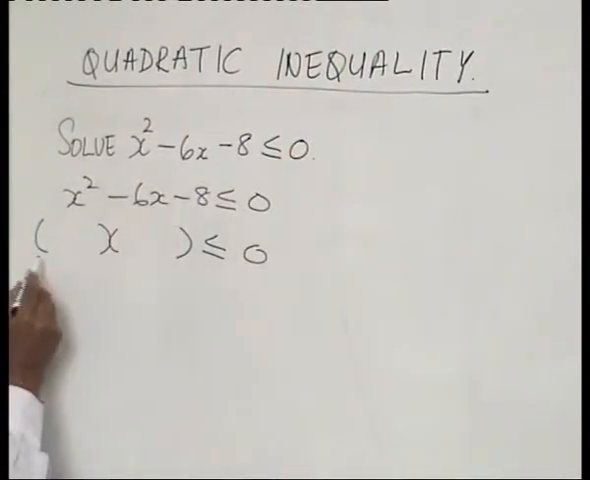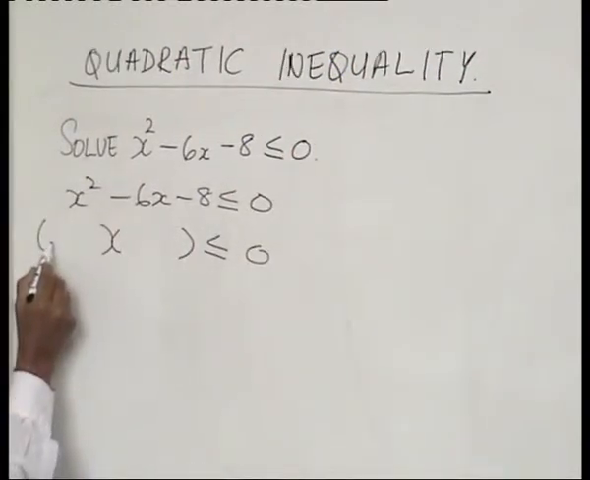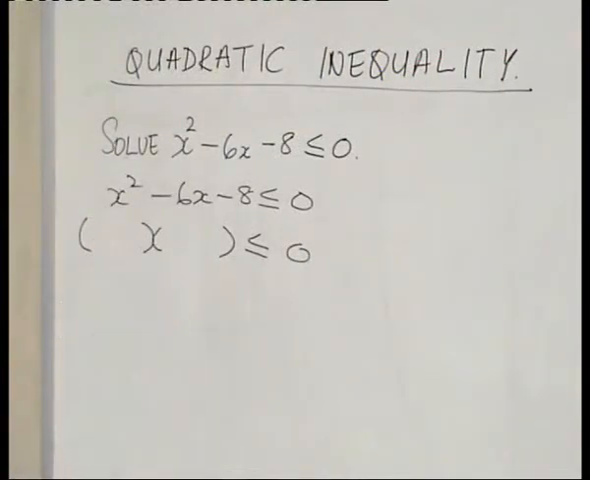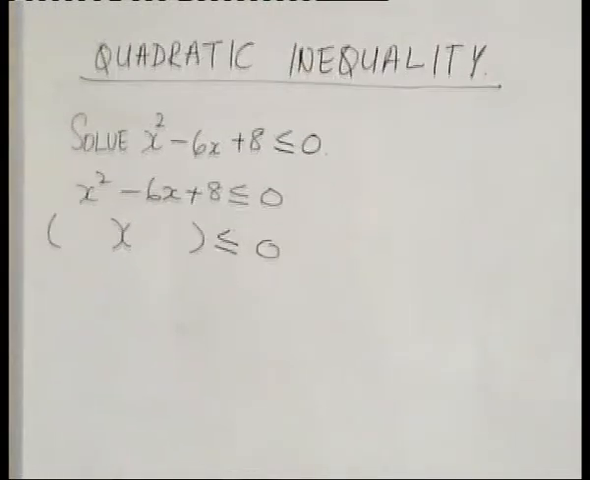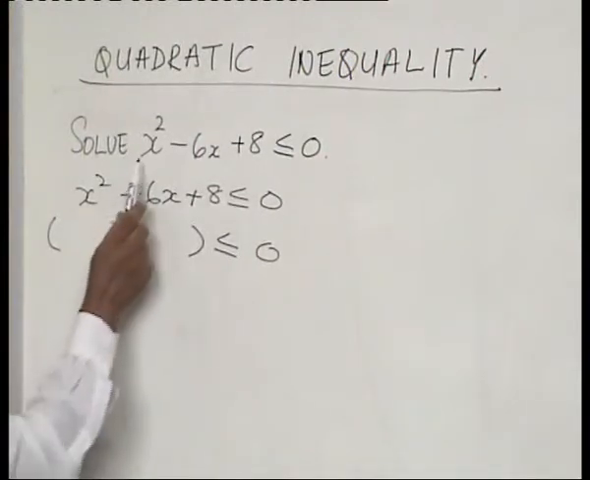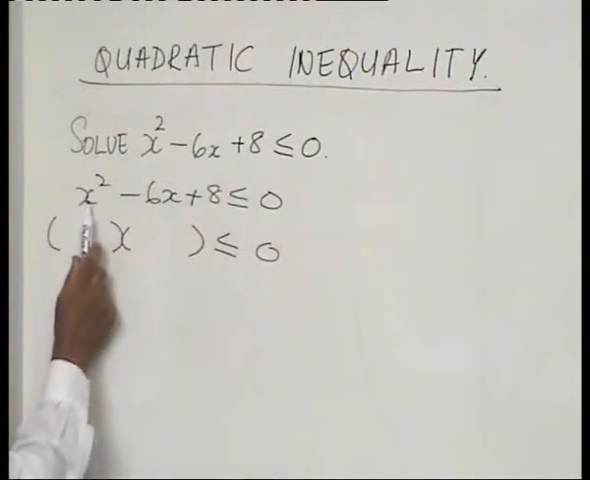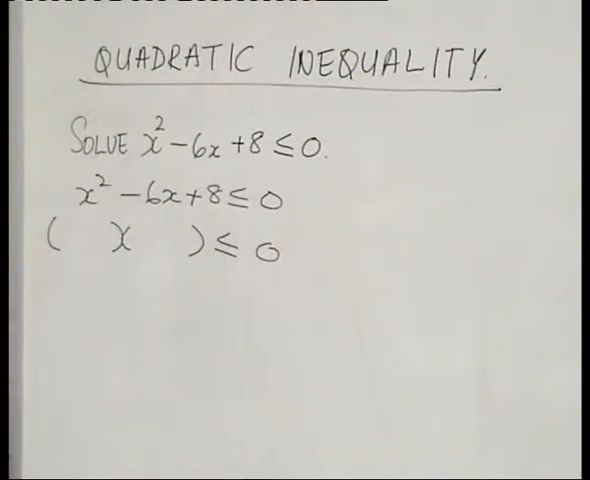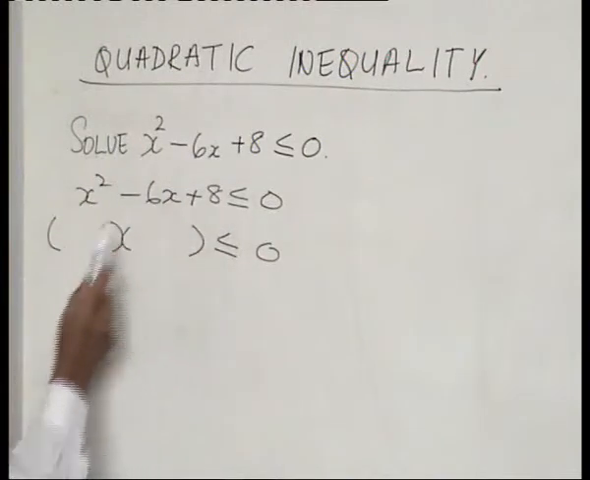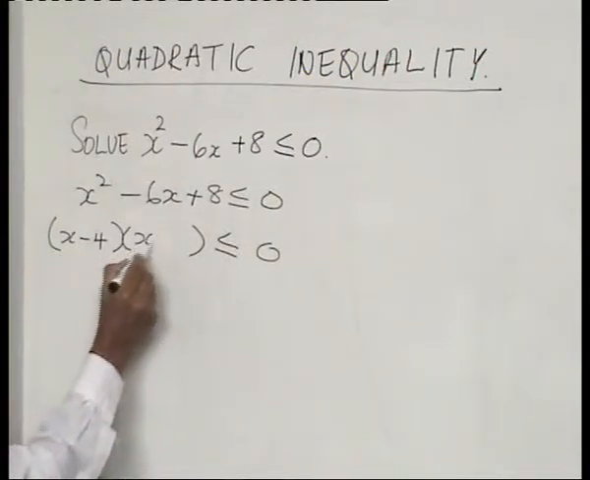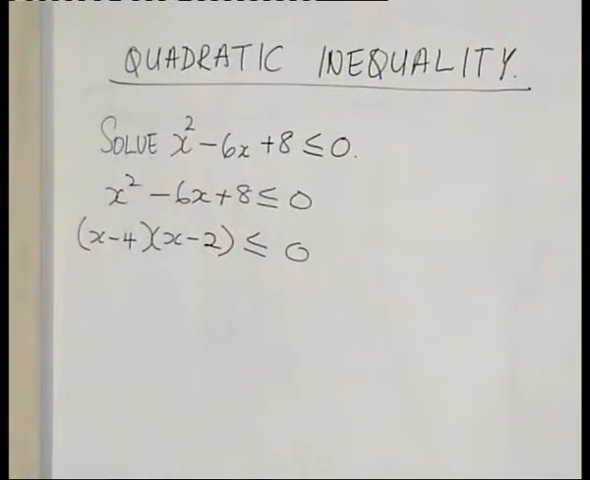So the factors for this particular example are... alright, so have a look at the question carefully. It's x squared minus 6x plus 8. X squared minus 6x plus 8 is less than 0, and we're trying to factorize this. So it will be x minus 4 into x minus 2.